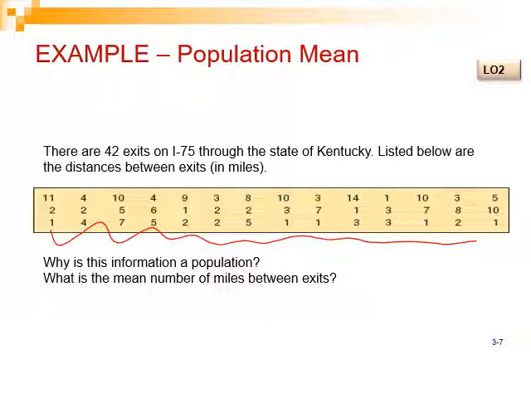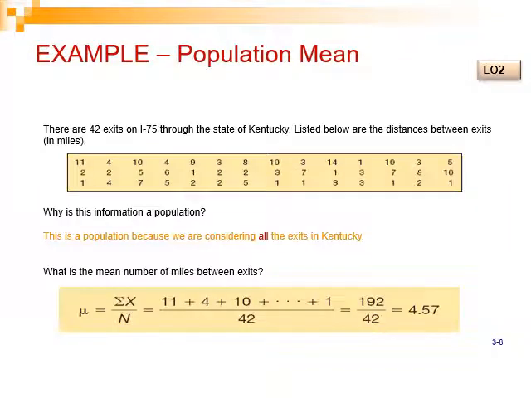What is the number of meals between exits? Now we can add all the values and divide by 42 to get this value. So the answer here is the population, because it considers all the exits in Canada. And what is the mean number?